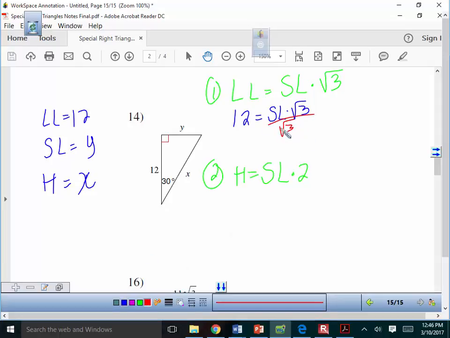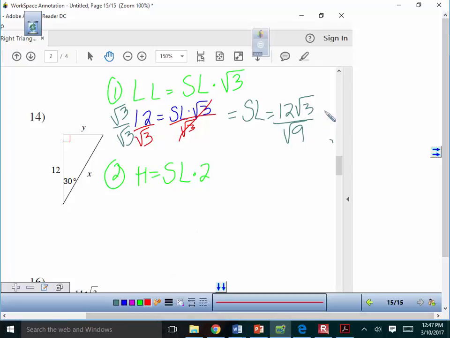Divide by root 3, but uh-oh, what happens? We have a radical in our denominator. Is that allowed? Not today. So we have to multiply the numerator and denominator by the square root of 3. This gives us a short leg is equal to 12 square roots of 3 over the square root of 9. Correct? We're not quite done yet, though. We can still simplify this. That becomes 12 square roots of 3 divided by 3, which is 4 square roots of 3. Any questions on number 14?